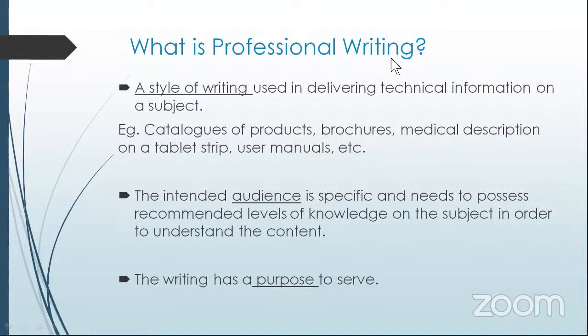Okay. So you have examples of all of them, right? Say catalogs and user manuals, brochures. These are different from what you had mentioned, emails and letters and everything. So even these things are a part of professional writing. Okay. Right. So the second point is about the intended audience. So what is it? The intended audience is specific and needs to possess recommended levels of knowledge on the subject in order to understand the content. Okay, this is where we were stuck at.